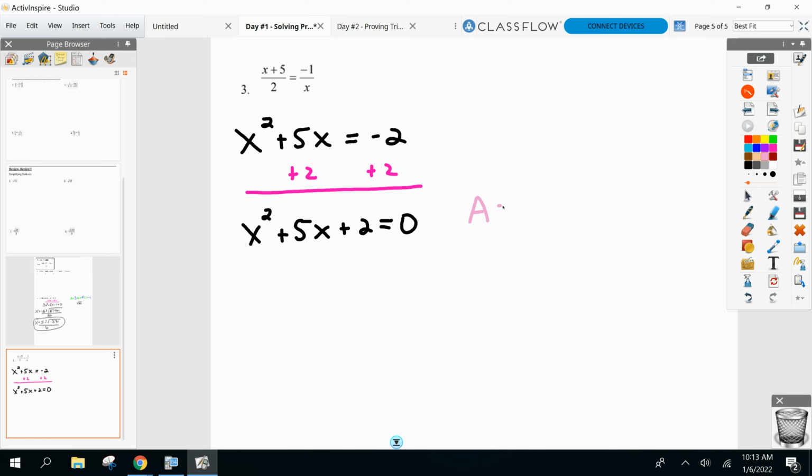What's your A value? 1. B value. 5. C value. 2. I know people go to the calculator maybe a little too soon here. What's my negative B value? -5 plus or minus. Go ahead, B squared minus 4AC. We should all get the same value. That's what's nice about using the calculator.